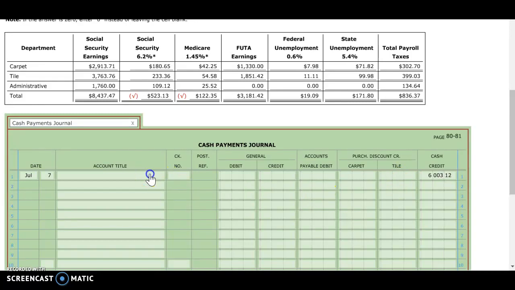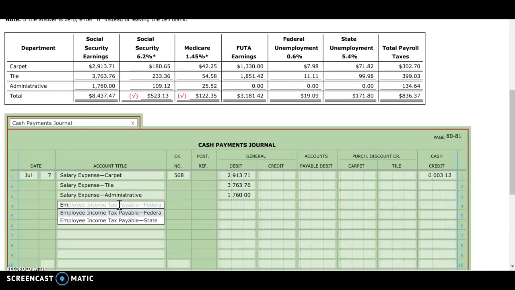Then I'm going to break it up by department, and that's what I'm going to debit. So I'm going to debit salary expense, carpet, check 568, for $2,913.71. Then salary expense, tile, I'm going to debit for $3,763.76. And then the last one, debit, is salary expense, administrative. And that's going to be a debit of $1,760.